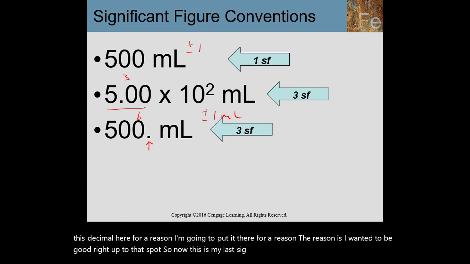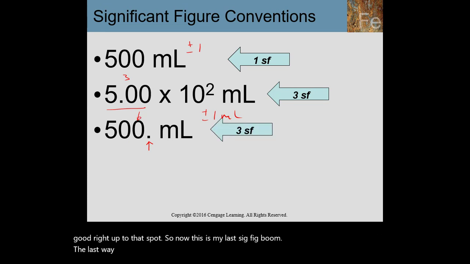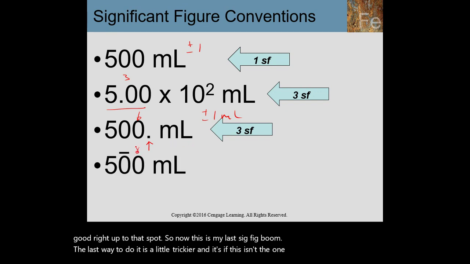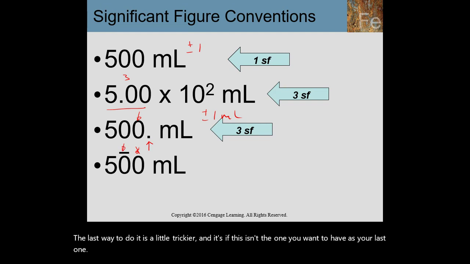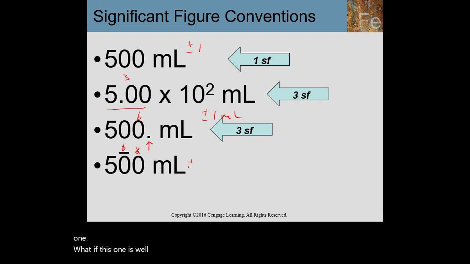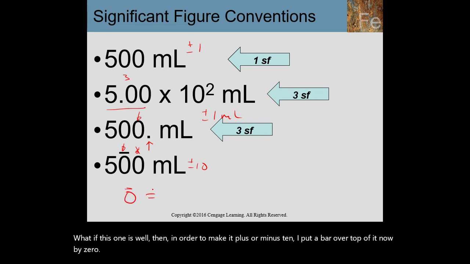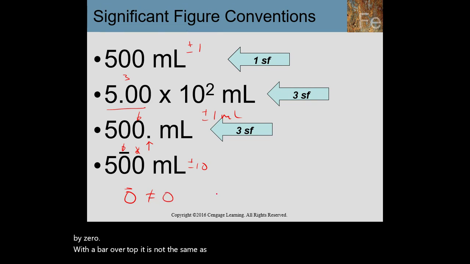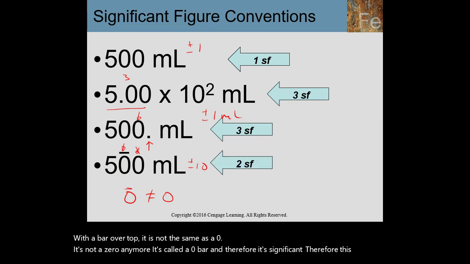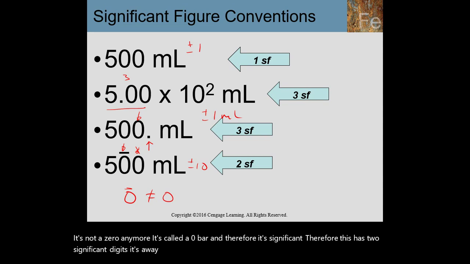The last way to do it is a little trickier, and it's what if this isn't the one you want to have as your last one? What if this one is? Well, then, in order to make it plus or minus 10, I put a bar over top of it. Now my 0 with a bar over top of it is not the same as a 0. It's not a 0 anymore. It's called a 0 bar. And therefore, it's significant. Therefore, this has 2 significant digits. It's a way to actually change the number of sig figs in a number.